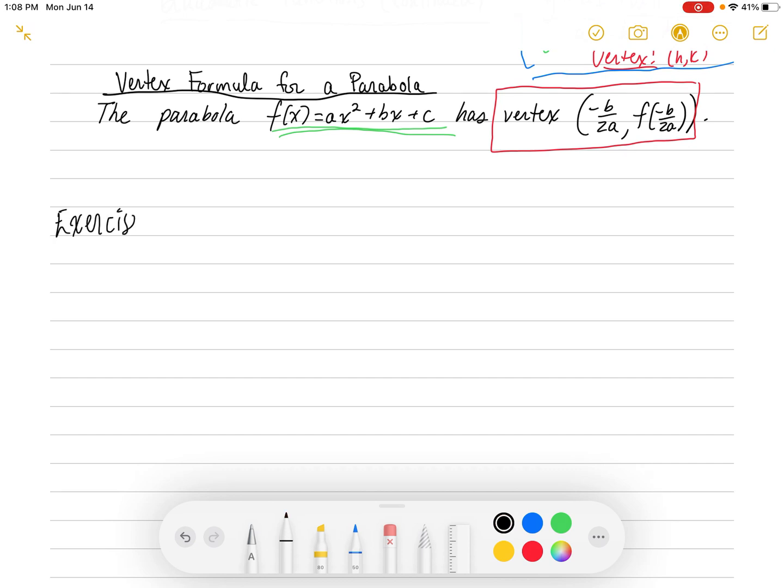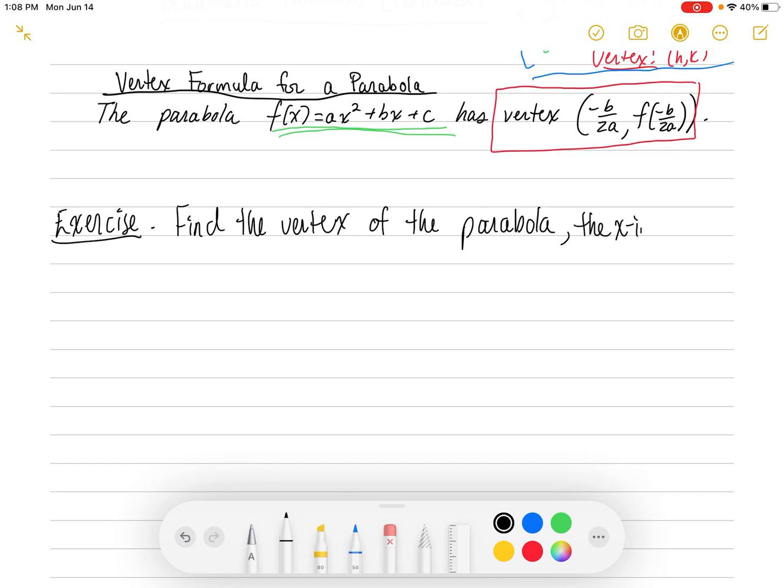So let's actually look at this and do an exercise. I'm going to ask us to find the vertex of the parabola. So the parabola is the graph of the quadratic function. Find the vertex of the parabola, the x-intercepts, which we know how to find from our previous unit on functions, and the y-intercept. We know how to find the y-intercept from our previous unit on functions.